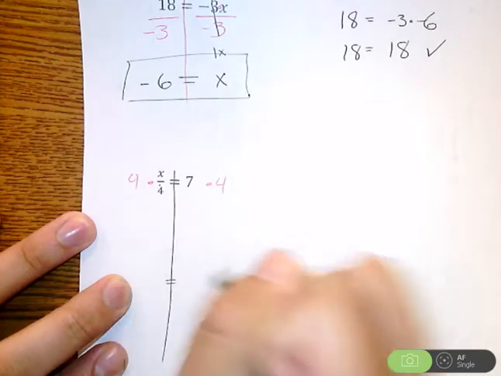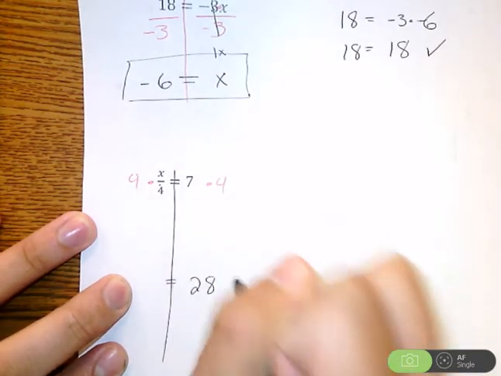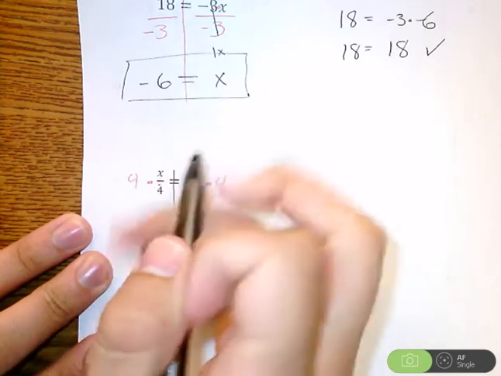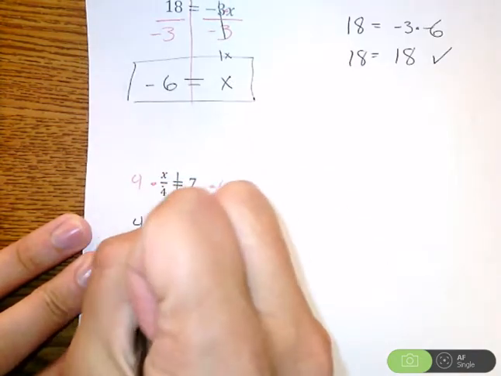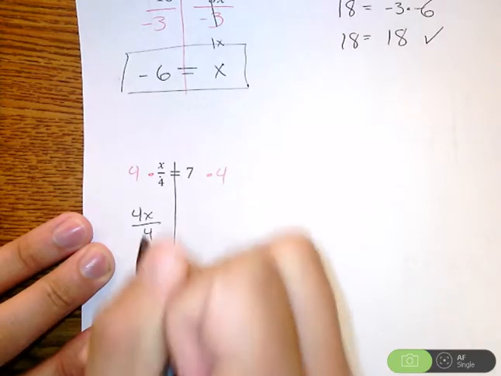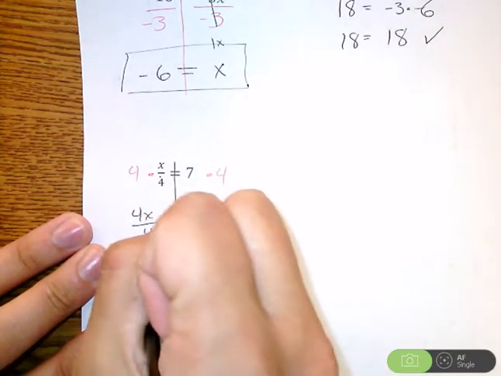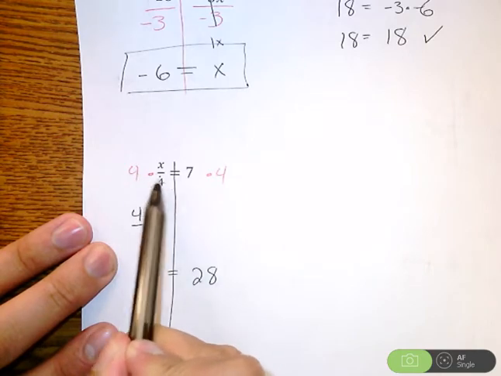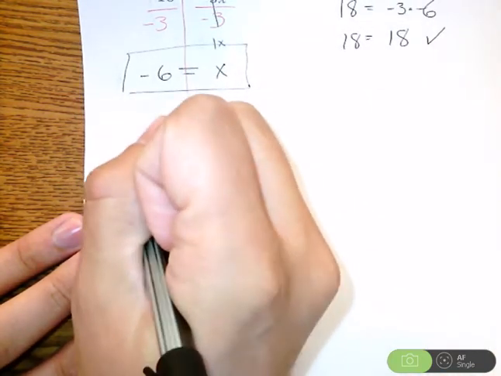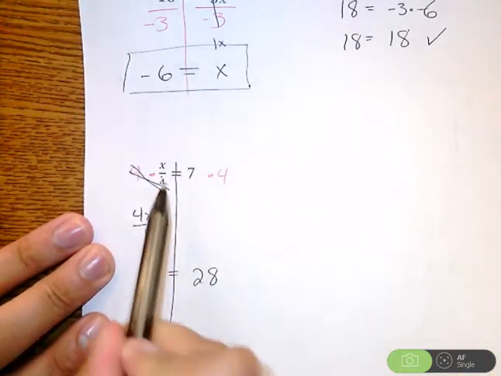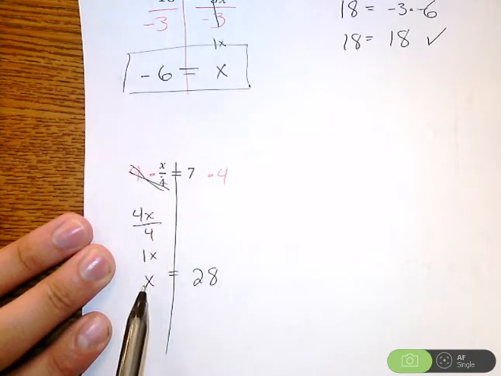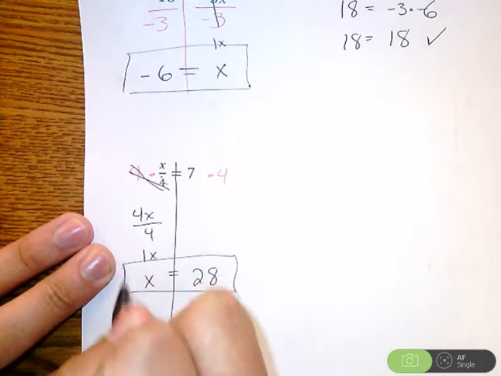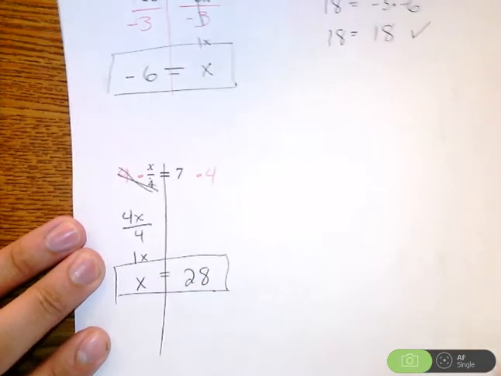Now on the right side, 7 times 4 is 28. I'm going to show you what happens here on the left side. If you multiply 4 times x, you have a 4x divided by 4. And then 4 divided by 4 is 1x, which you really get x. A lot of students will use the word cancel, but really what's happening is these are going to divide to 1, so you just get a plain old x. So we get x equals 28.